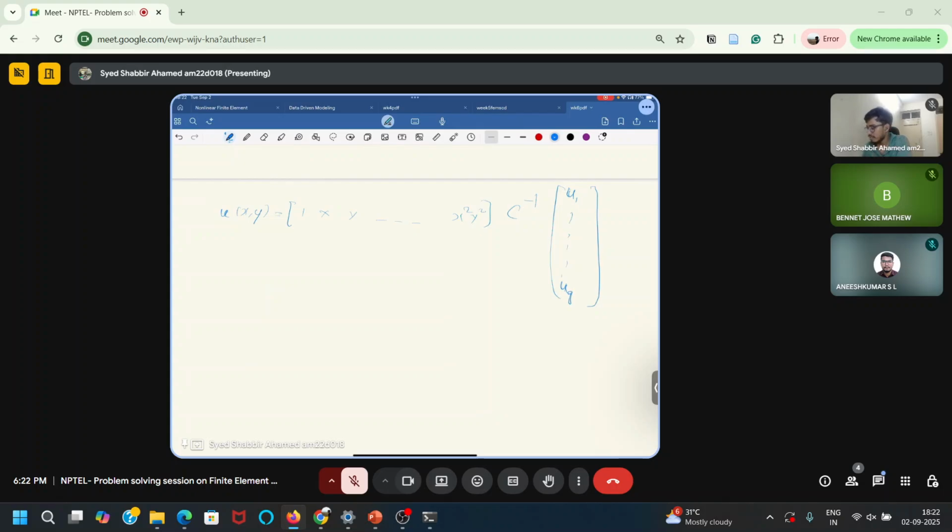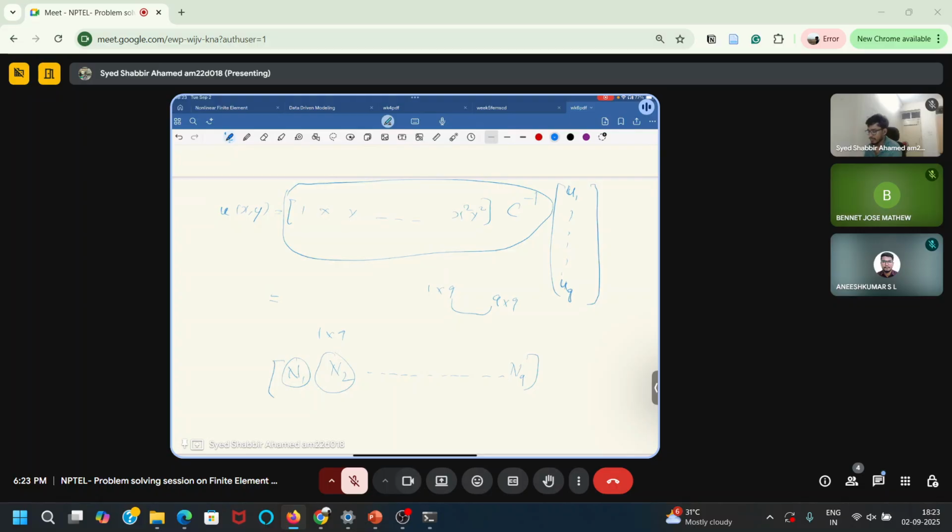So now if I do this into C inverse, I'll get a matrix which has a shape of, this is 9 cross 9 and this is 1 cross 9, so I'll get a 1 cross 9 matrix. Each term will have the shape functions from N1, N2 to N9 — 9 shape functions we will get. So the first element will be the first shape function, the second element will be the second shape function, and the last element will be the last shape function.